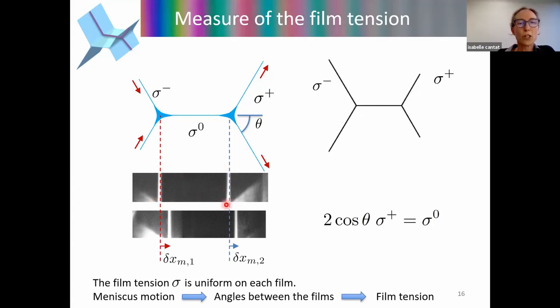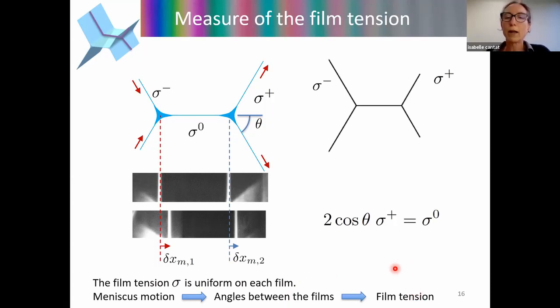That's the initial position of the menisci that you see in white because of the fluorescent emission. And when you stretch this one and compress this side and compress this side, you see the menisci moving a little bit to the right. So to summarize, the meniscus motion provides the angle between the films, and this provides the film tension.